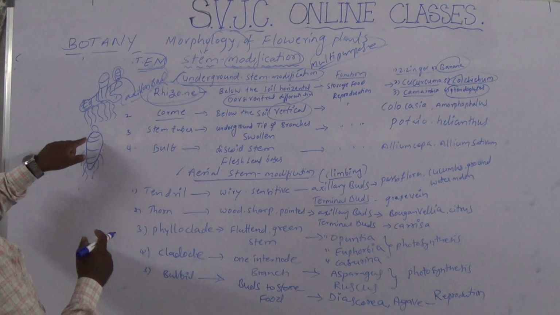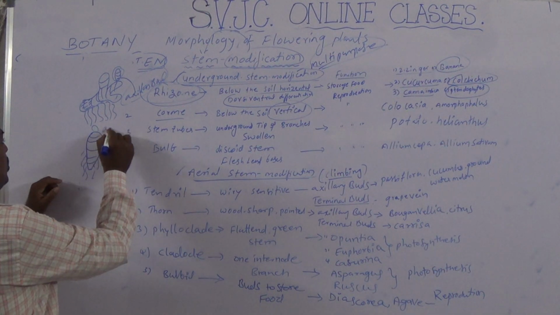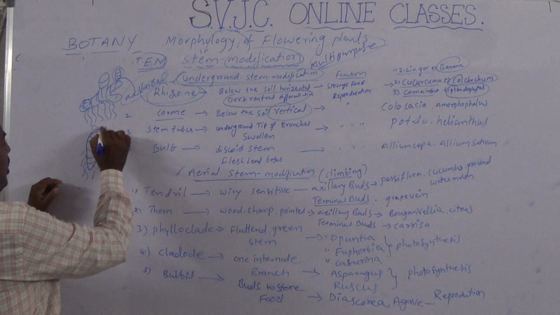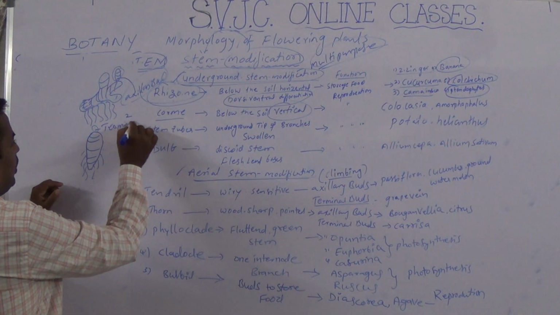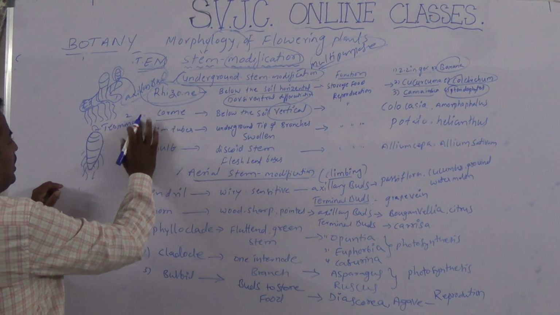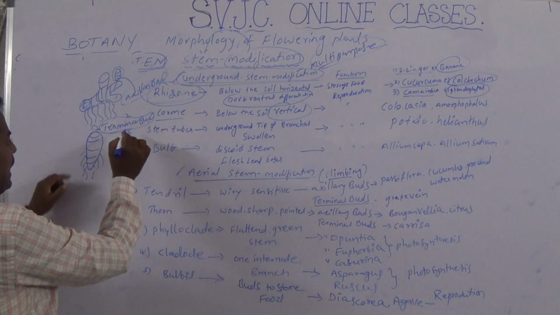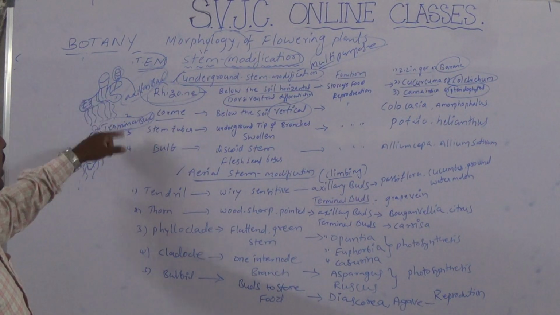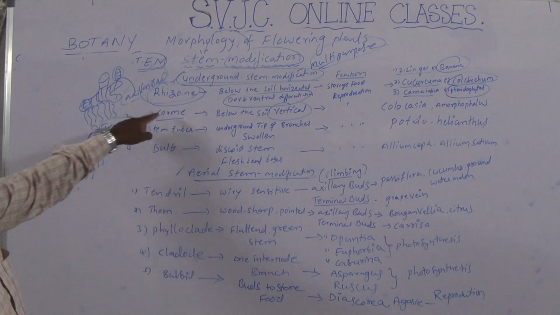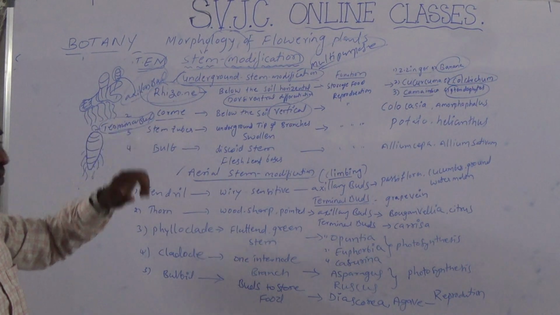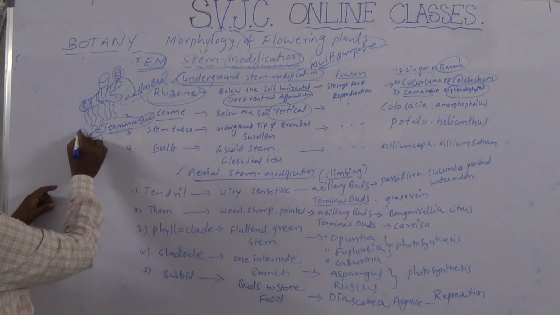As well as in corm, axillary buds and terminal bud are larger than rhizome. Are you clear? In corm, the terminal bud is very large, and a larger terminal bud is present in corm than rhizome. And also daughter corm is present.